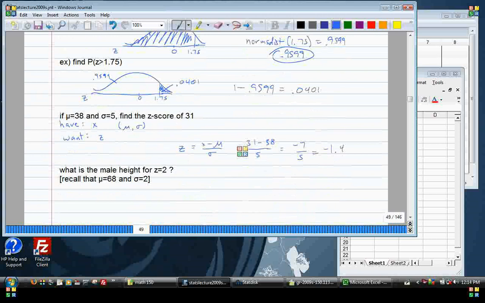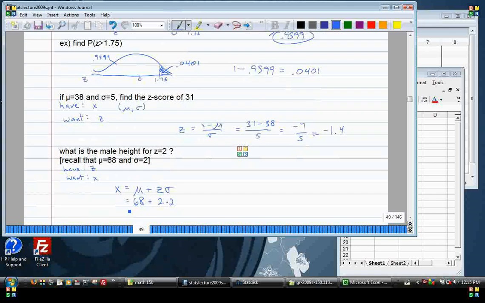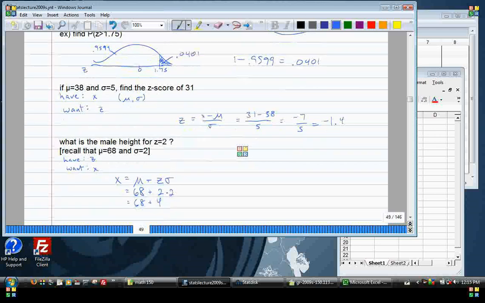Next. What is the male height for z equals 2? So again, what is it that we have? We have a z-score. What is it that we want? Data value, which is x. So, what do I write? X equals, and what does x equal? Right, the thing I just wrote 10 seconds ago. Okay. And the mean 68, the z-score is 2, and the sigma is 2. 68 plus 4, 72. In particular, since this is a data value, it's 72 inches.